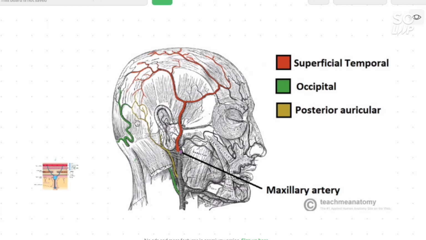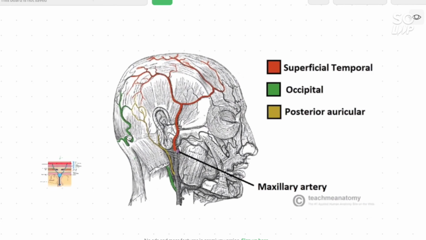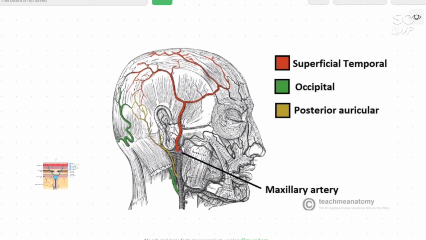And the last branch of the external carotid artery, which is the occipital artery, supplies the back of the scalp. You can see in this diagram the back of the scalp is supplied by your occipital artery. By the name you can remember it because there is an occipital bone behind.